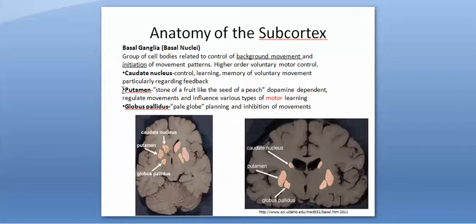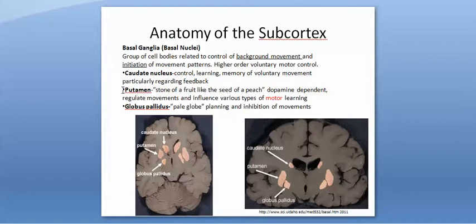A lot of times you'll see patients with Parkinson's that are moving all the time, with extra motor movements. That's not because of their pathology. That's because of the medication that they're taking. If they weren't taking medication, they wouldn't be able to move at all. They wouldn't be able to initiate any of that voluntary motor control.